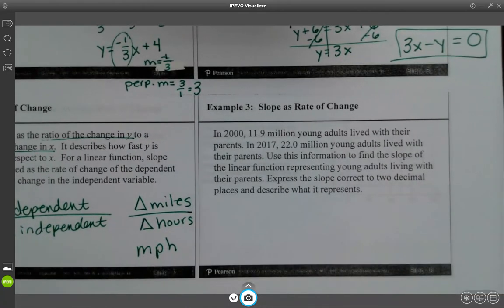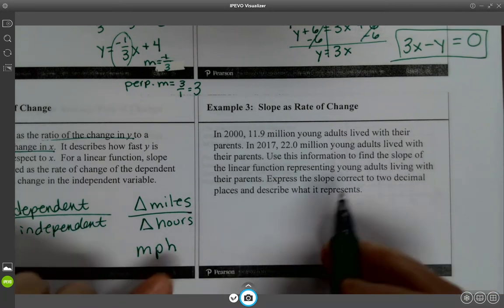Example 3, slope as a rate of change. In 2000, 11.9 million young adults lived with their parents. In 2017, 22 million young adults lived with their parents. Use this information to find the slope of the linear function describing young adults living with their parents. Express the slope correct to 2 decimal places and describe what it represents.